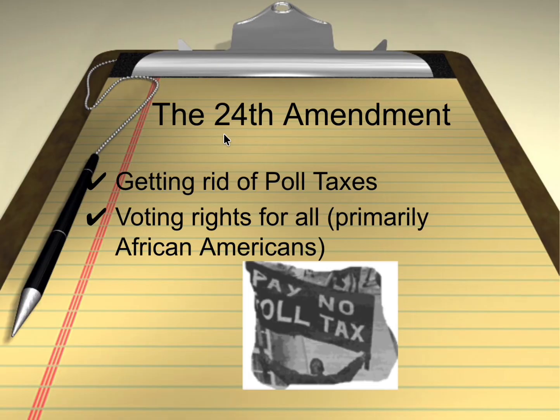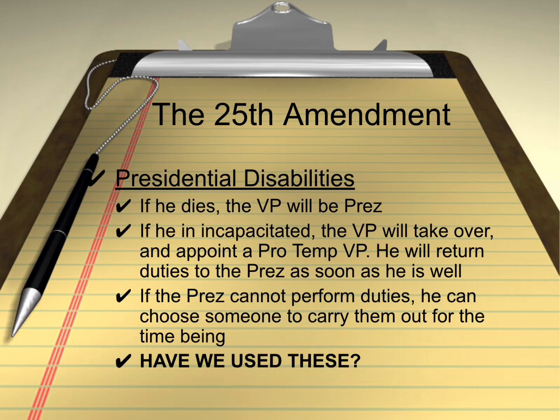The 24th Amendment. Getting rid of poll taxes. Voting rights for all, primarily African Americans. The 25th Amendment is presidential disabilities. If he dies, the vice president will be the president.